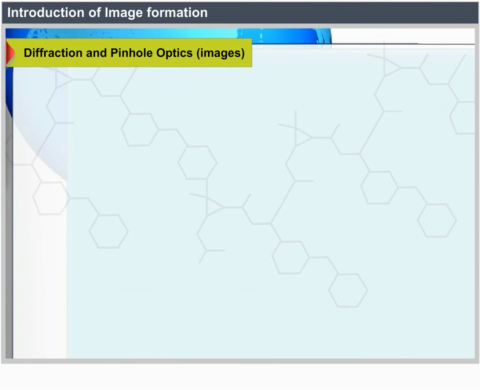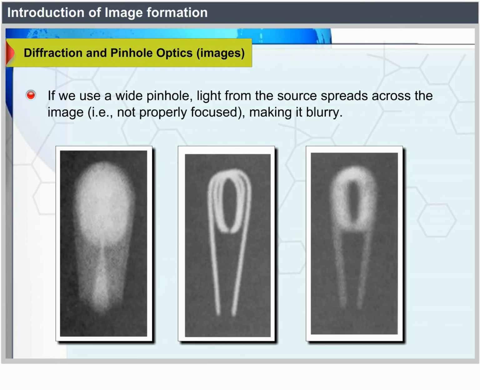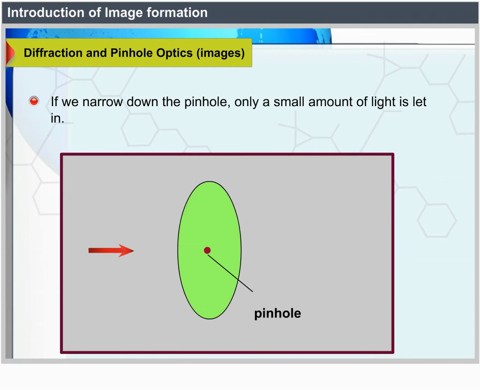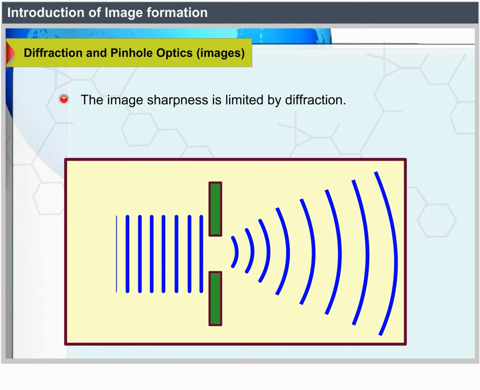Diffraction and pinhole optics. If we use a wide pinhole, light from the source spreads across the image, that is, not properly focused, making it blurry. If we narrow the pinhole, only a small amount of light is let in. The image sharpness is limited by diffraction.